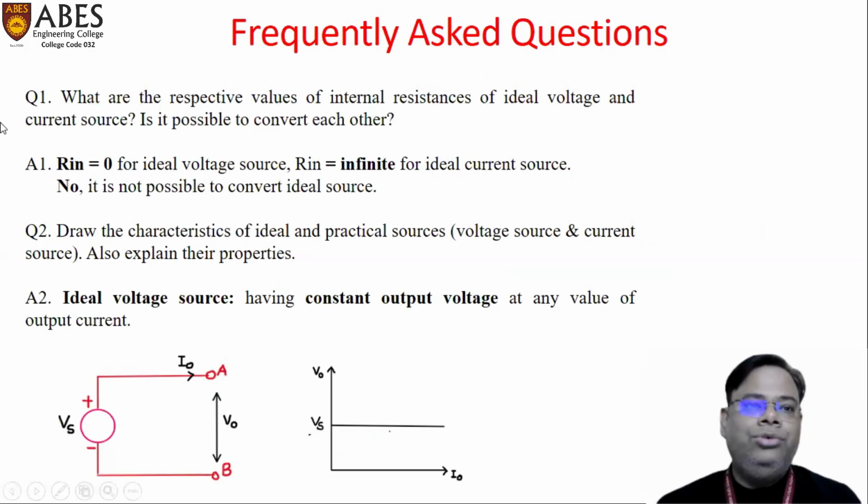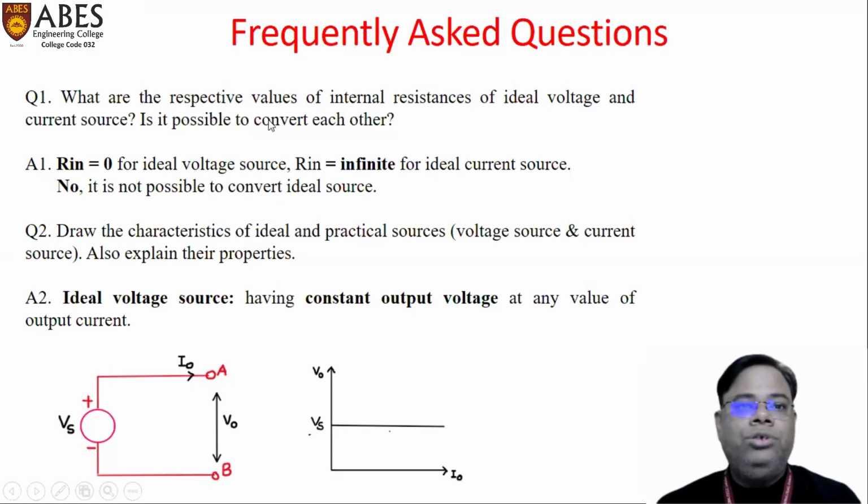In the short answer type questions, the mainly frequently asked question is: what are the respective values of internal resistances of ideal voltage source and current source? And is it possible to convert each other? The answer of this question, you have to write there. First, the internal resistance of an ideal voltage source is 0, and the internal resistance of an ideal current source is infinite.